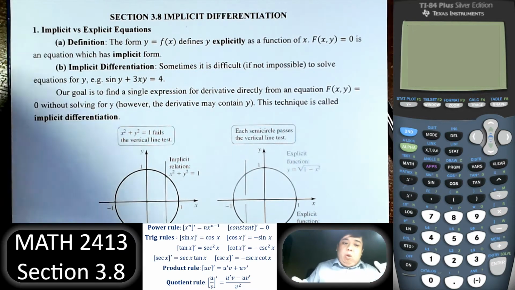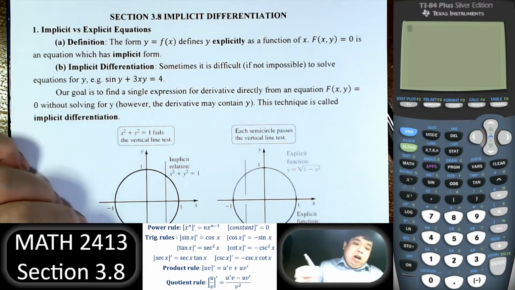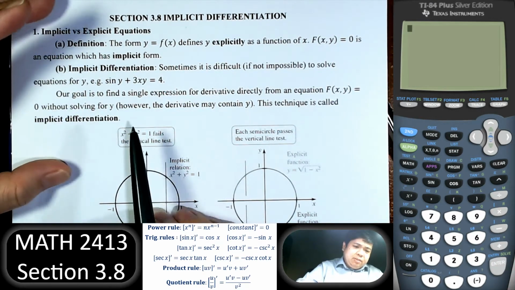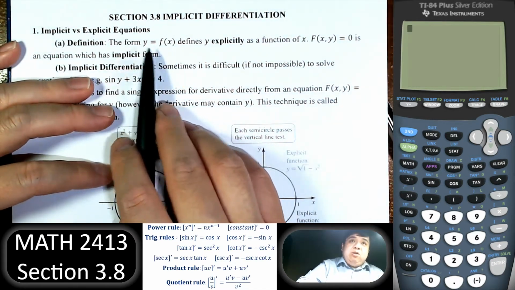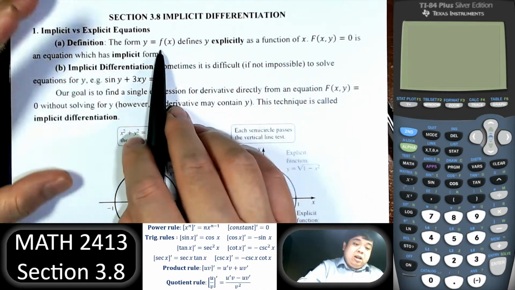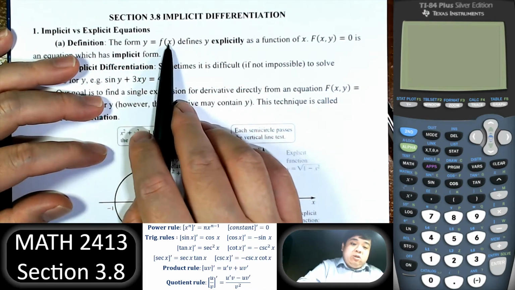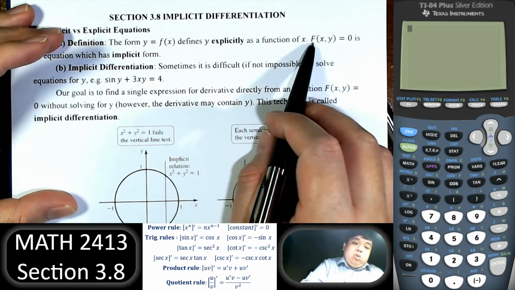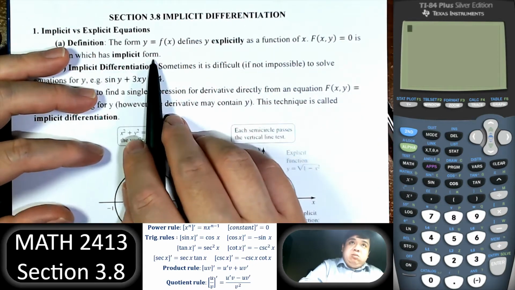Before we actually go to implicit differentiation, there are two ways to write a relation between y and x. We can write y as a function of x. In this case, we call that explicitly defining y as a function of x. Whereas when we write f of x, y equal to 0, this is an implicit form.